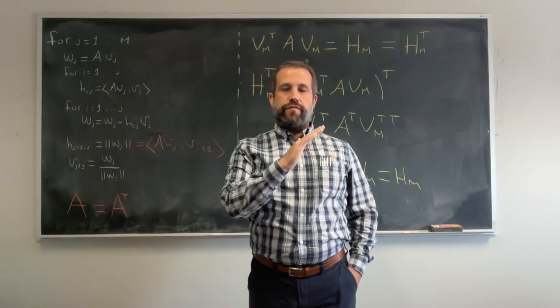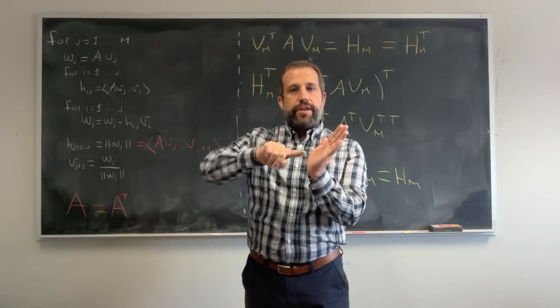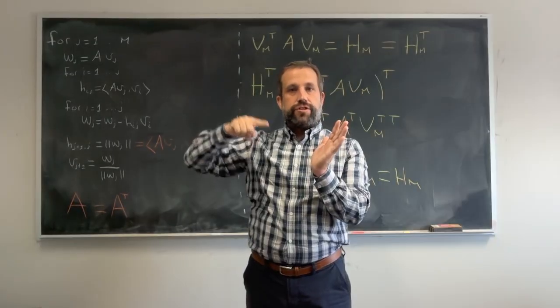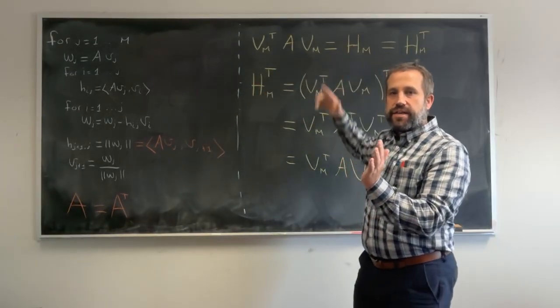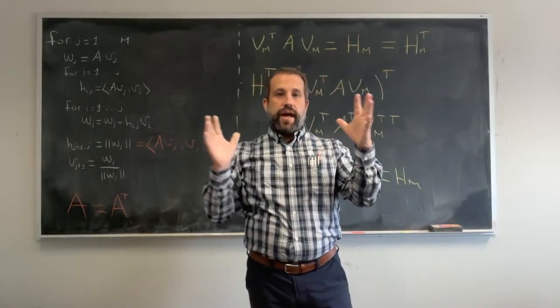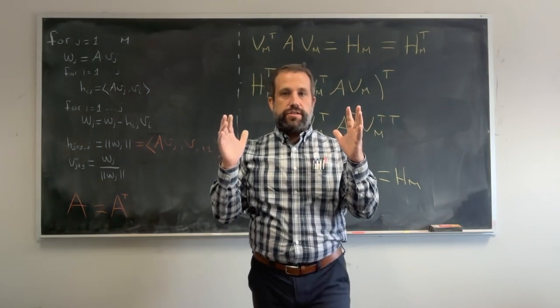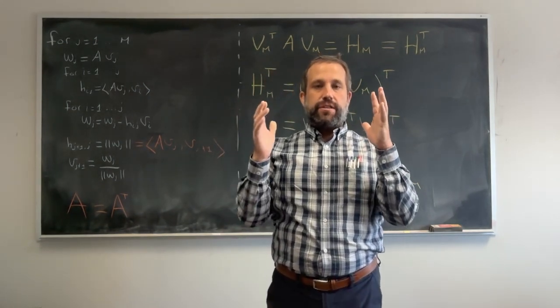Everything below the first subdiagonal is 0. This means everything above the first superdiagonal of this H has to be 0. If H is now, that's the part that requires that A and therefore H be symmetric.